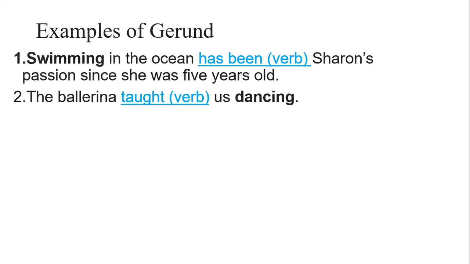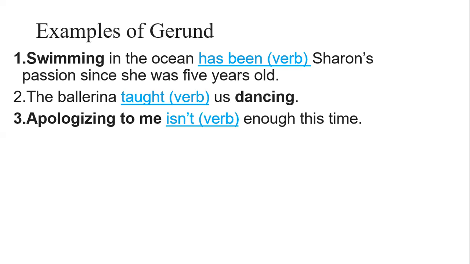So anything which gives you the answer of what, who, whom, that is called a noun. And at the moment, dancing is giving you the answer of what. Apologizing to me isn't enough this time. Apologizing is what? It's a name. And isn't is what? Isn't is a verb.